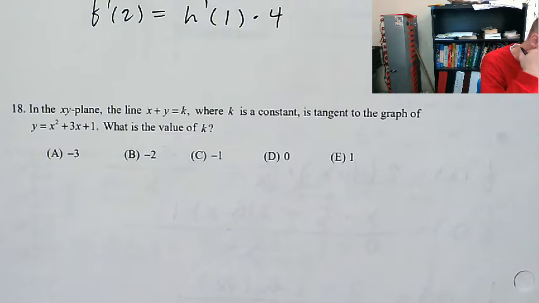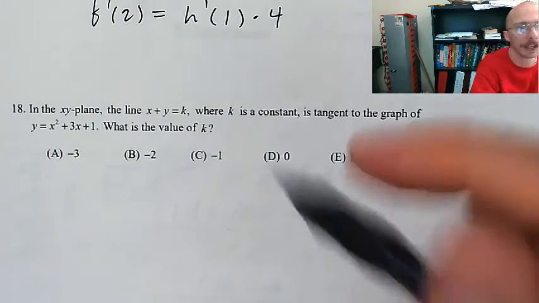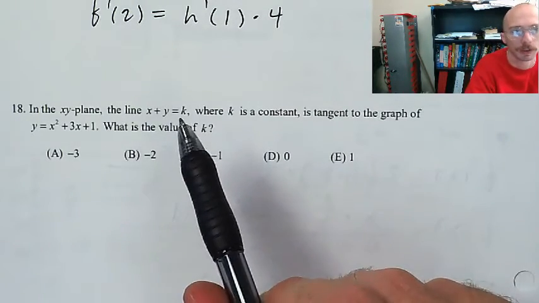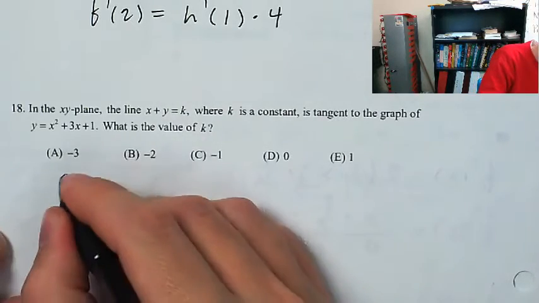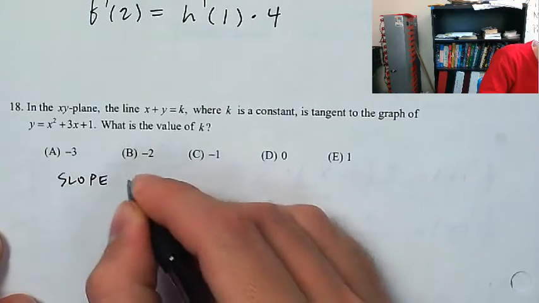All right, in the xy plane, the line x plus y equals k is tangent to the graph of y equals x squared plus 3x plus 1. What's the value of k? All right, so if they're giving us the tangent line, and the k is just going to give us the intercepts, then we know the slope.